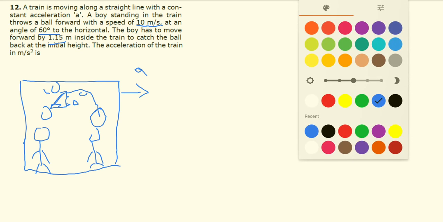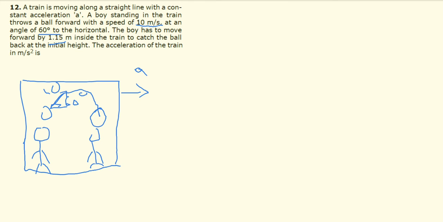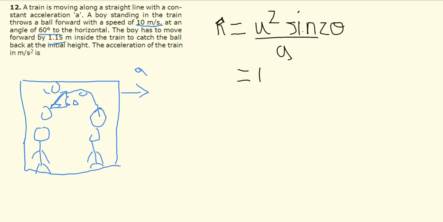In this case, let us assume that the initial velocity of the ball is 10 meter per second with respect to the train. Since the ball does not have any contact with the train, the ball will perform the projectile motion in the same way as it performs on the ground. The range when the projectile is thrown on the ground is u square sin 2 theta divided by g. I will use the same formula. Initial velocity is equal to 10 square.